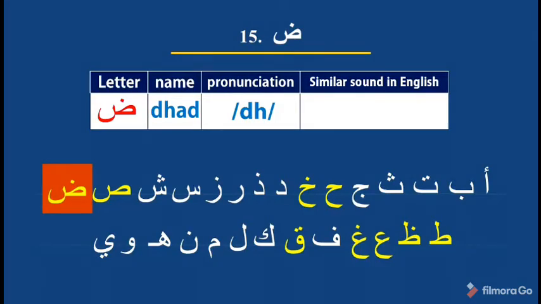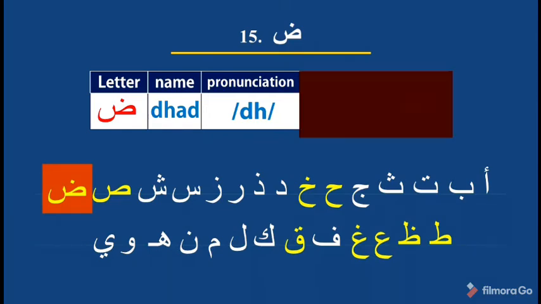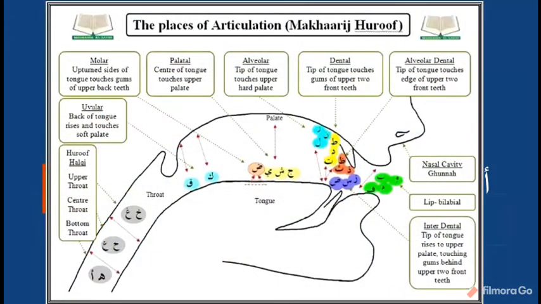Dad has the pronunciation of the and it is not found in English. Actually, with this particular letter, Arabic is known to be called Lughatud Dad, the language of Dad, since this letter is only found in Arabic and not in any other language in the world. Its place of articulation is molar, where the upturned sides of tongue touches gums of upper back teeth.